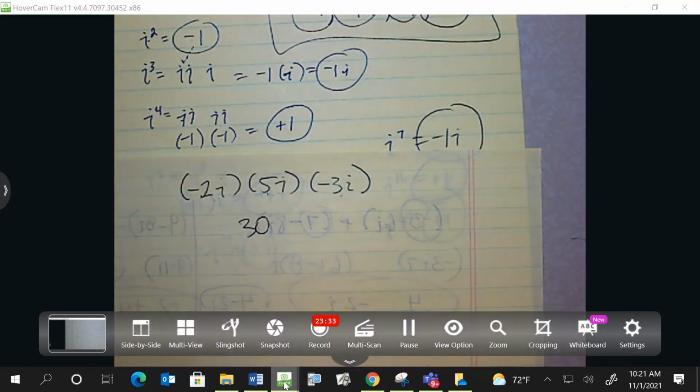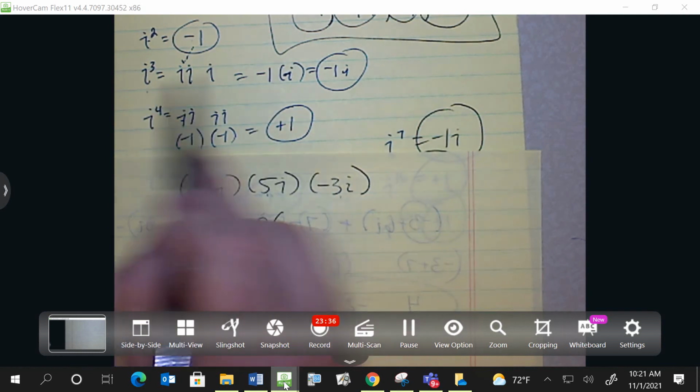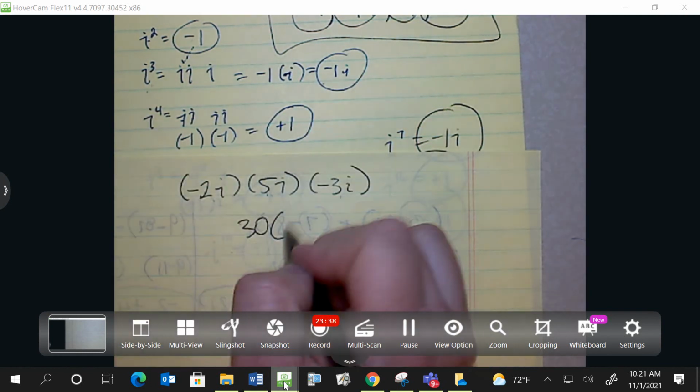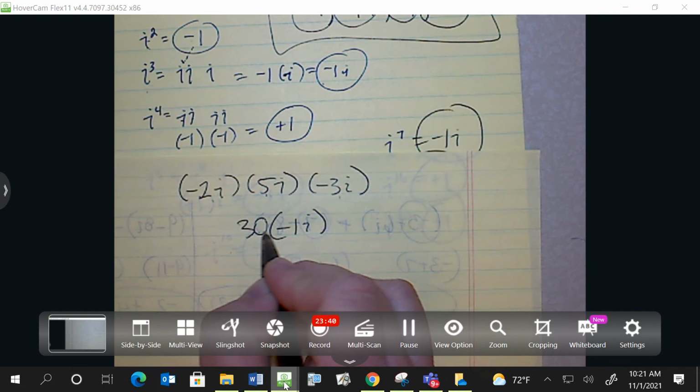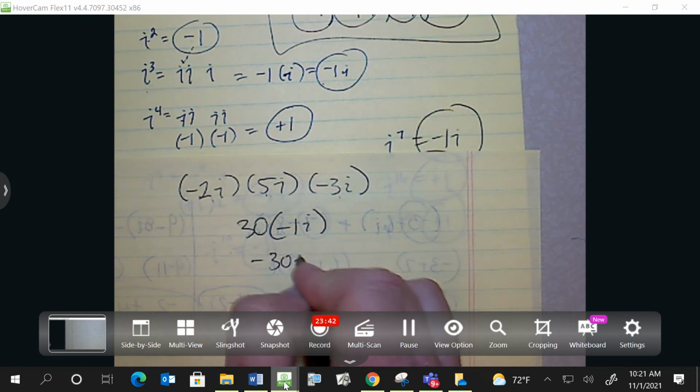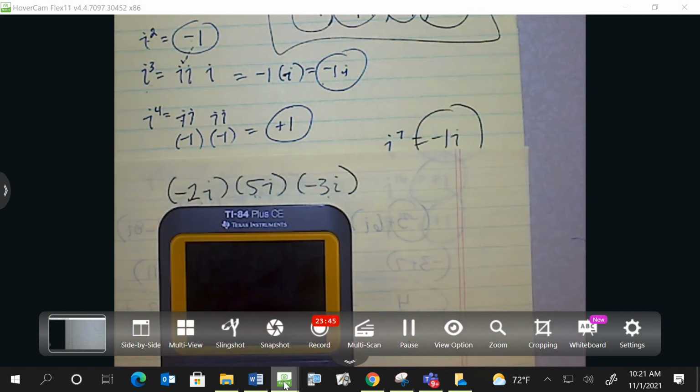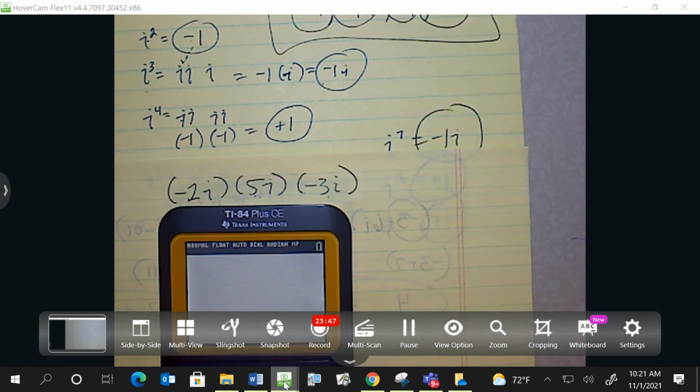How many i's do I have? Okay, I come up here. What's i cubed the same as? Okay, what's 30 times negative 1? That's my final answer. That's the slow way, okay? Do this with me. Here's the fast way. You ready? Do this with me.